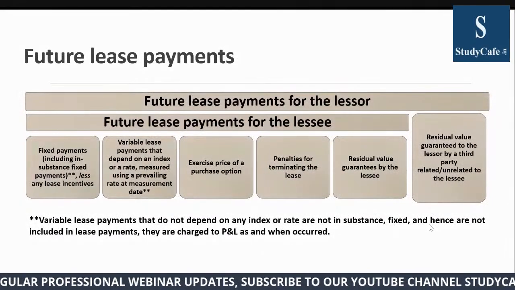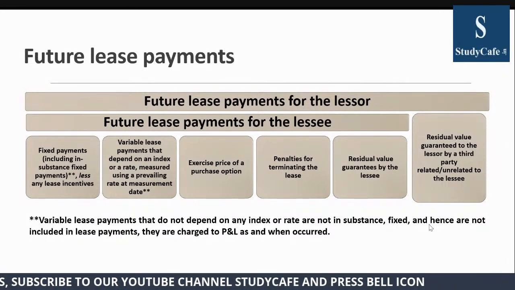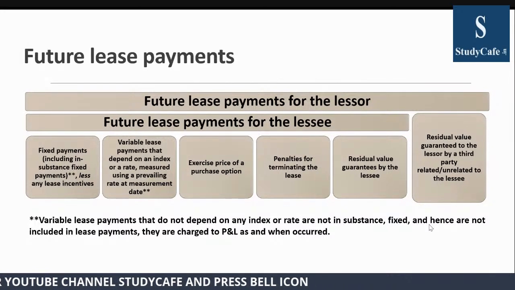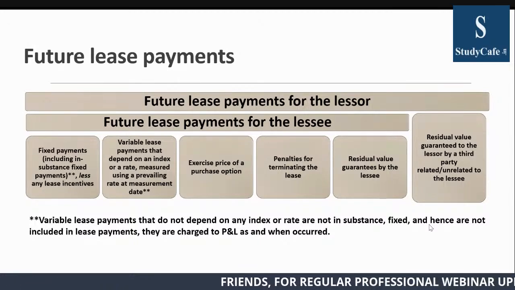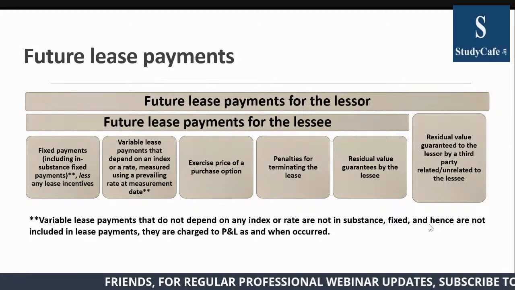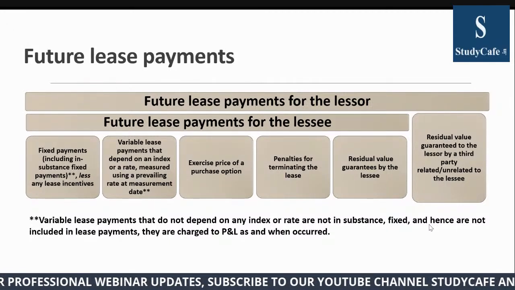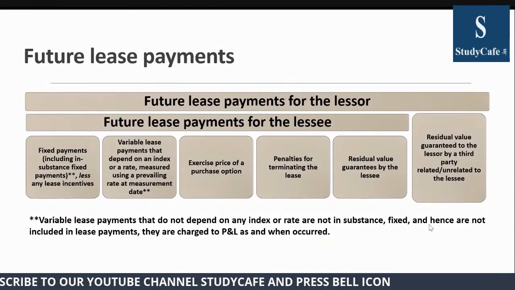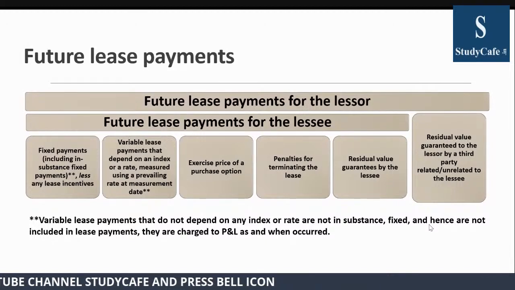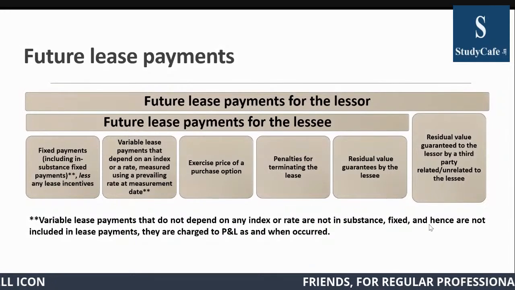To understand what the future lease payment components are, here is a presentation in front of you. When we talk about future lease payments from the point of view of the lessee, there are five components. Number one is the fixed payments, that is usually in any contract. Number two is variable lease payments that are dependent upon any index or a rate. This is one interesting factor we need to understand, and we will understand it after this.